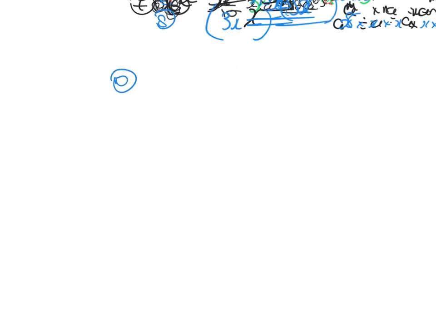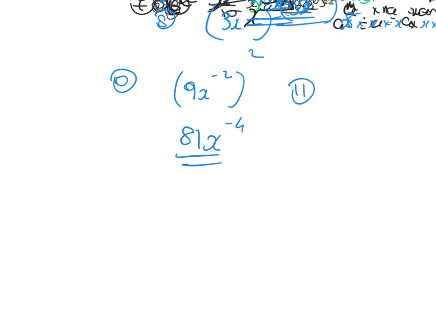Okay, example 10. 9x to the minus 2 brought to the power 2. Okay, so minus 2 times 2 is minus 4, x to the minus 4. And 9 squared, 9 times 9 is 81.